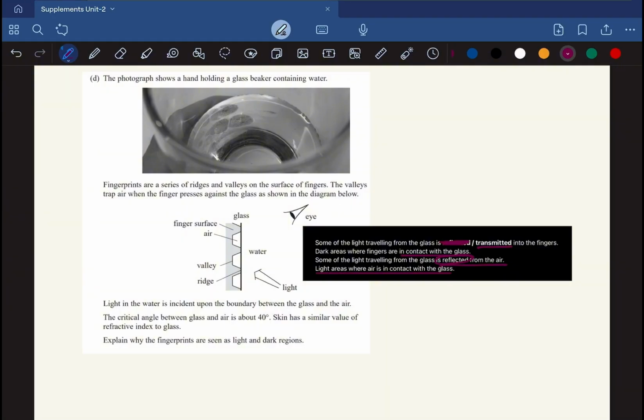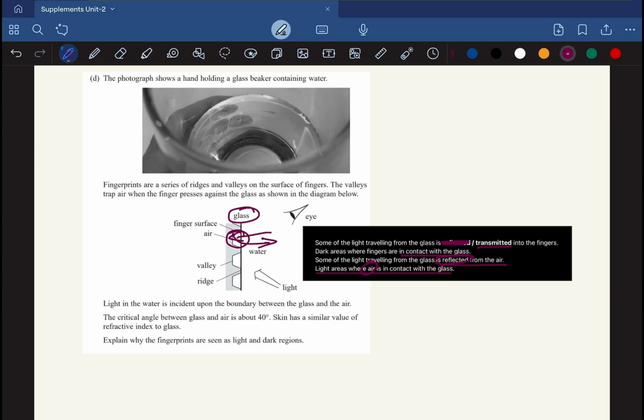Okay, when the air is in contact with the glass, because air and the glass have a difference in the refractive index, the light cannot pass, the light reflects, and that's why we can see a bright region right here. So a similar value of refractive index means it doesn't reflect anymore, and if it doesn't reflect, we will see a dark region right here, and we will not be able to see anything because the light is not reflecting.